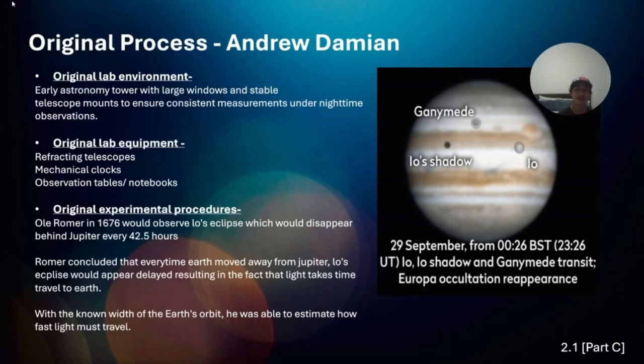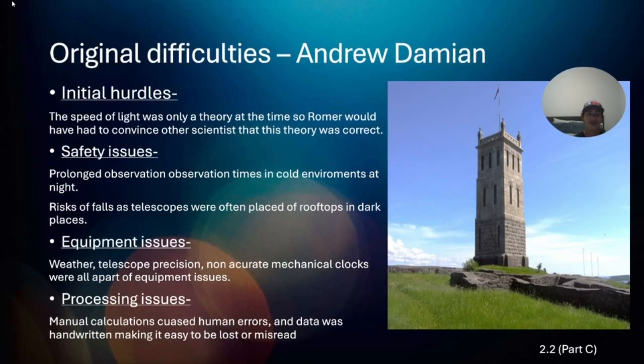In 1676, Roemer would observe Io's eclipse, which would disappear behind Jupiter every 42.5 hours. Roemer concluded that every time Earth moved away from Jupiter, Io's eclipse would appear delayed, resulting in the fact that the light takes time to travel to Earth. With the known width of Earth's orbit, he was able to estimate how fast light must travel. Some of the initial hurdles: the speed of light was only a theory at the time, and Roemer would have to convince other scientists that the theory was correct.